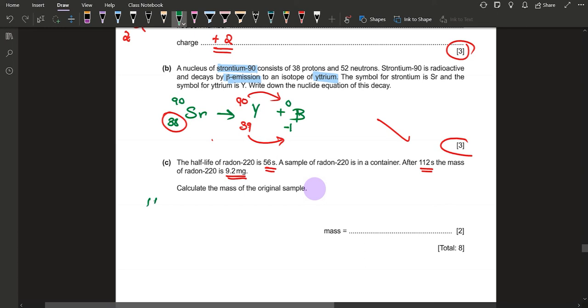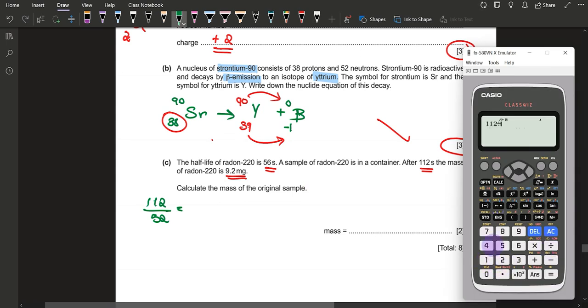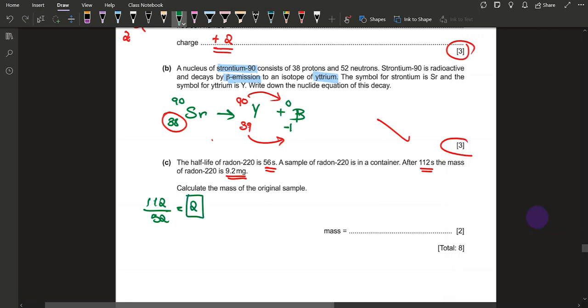For that, we have to divide that time by 56, which is going to give us 2 point something. 112 divided by 56 is going to be 2, so there are 2 half-lives involved. So we have to multiply 9.2 by 2, 2 times. If it were 3, then we would multiply 9.2 by 2, 3 times. So this is how it happens. So what's going to happen here is 9.2 into 2 into 2, because we have 2 half-lives over here. So in this case, it's 2 times 2, so that's why we can just write it like this.